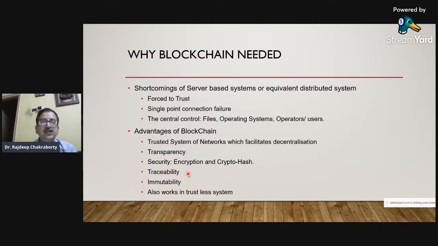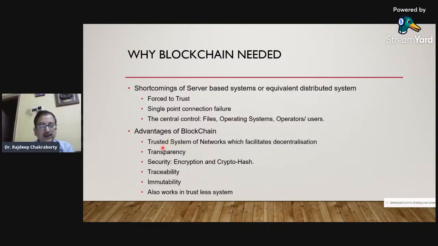First of all, why is blockchain needed? If you see, there are some shortcomings of server-based systems because you are forced to trust. Whatever the server is giving you as the result or telling you as the data, you are forced to trust. Again, it is a single point of failure. Nowadays distributed servers are there, but every server has some specific task to do. So if any server fails, then my information is lost, and there is always a central control on files, operating system, users, etc.